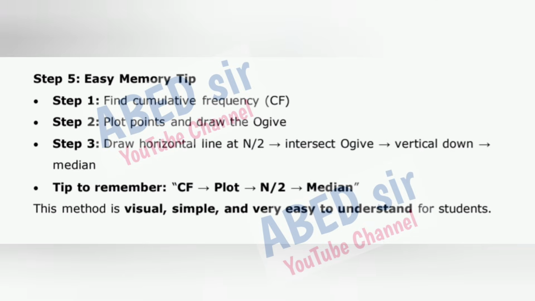Step 5. Easy memory tip. Step 1: find cumulative frequency, CF. Step 2: plot points and draw the ogive. Step 3: draw a horizontal line at N/2 to intersect the ogive, then go vertically down to get the median.